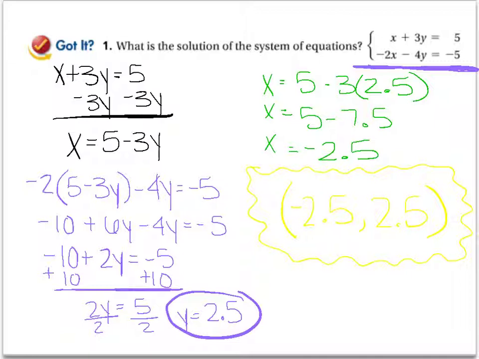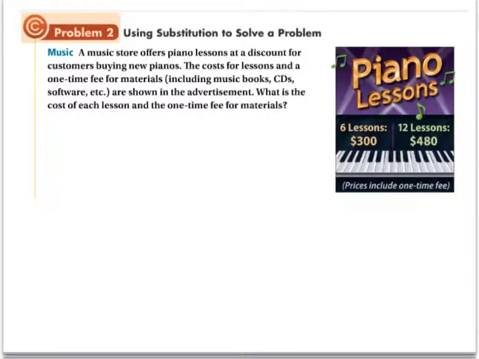Systems of equations are one of the best things to apply to real-world situations because a lot of the times you are dealing with more than one variable in a situation. The problem is talking about piano lessons. It says that this music store offers piano lessons for a discounted price for customers who are buying a new piano. The cost for lessons and a one-time material fee are shown in this advertisement. What's the cost of each lesson and the one-time fee for materials?